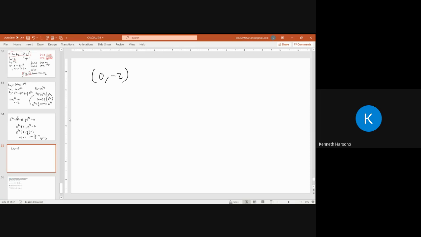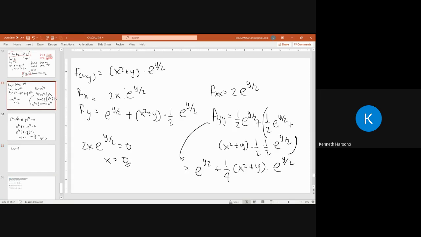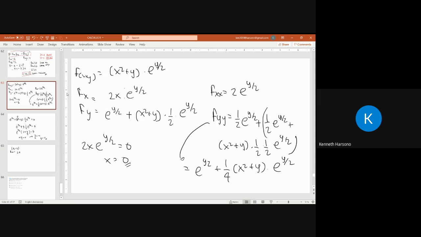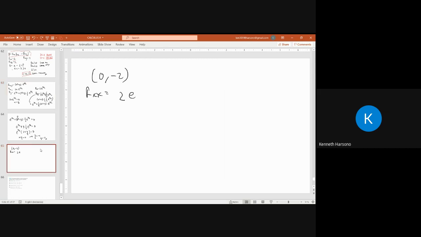So we have to check for our second derivative. fxx at 0, minus 2 over 2. So put these points into this equation, fxx at 0, minus 2. So this one is 2 over e.